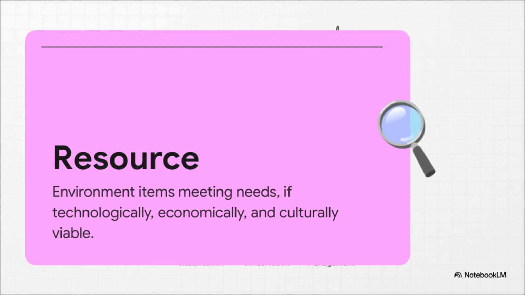A resource is basically everything available in our environment that we can use to satisfy our needs. But it comes with a really strict condition. It has to pass what I like to call the rule of 3. First, it's got to be technologically accessible, meaning we actually have the tools to extract and use it. Second, it has to be economically feasible, meaning it doesn't cost more to pull out of the ground than it's actually worth. And third, it has to be culturally acceptable, meaning society actually wants it and allows its use. If you want to really master this topic, remember this specific condition. Without tech, the economy, and culture all aligning perfectly, nature's gifts just remain completely untapped.